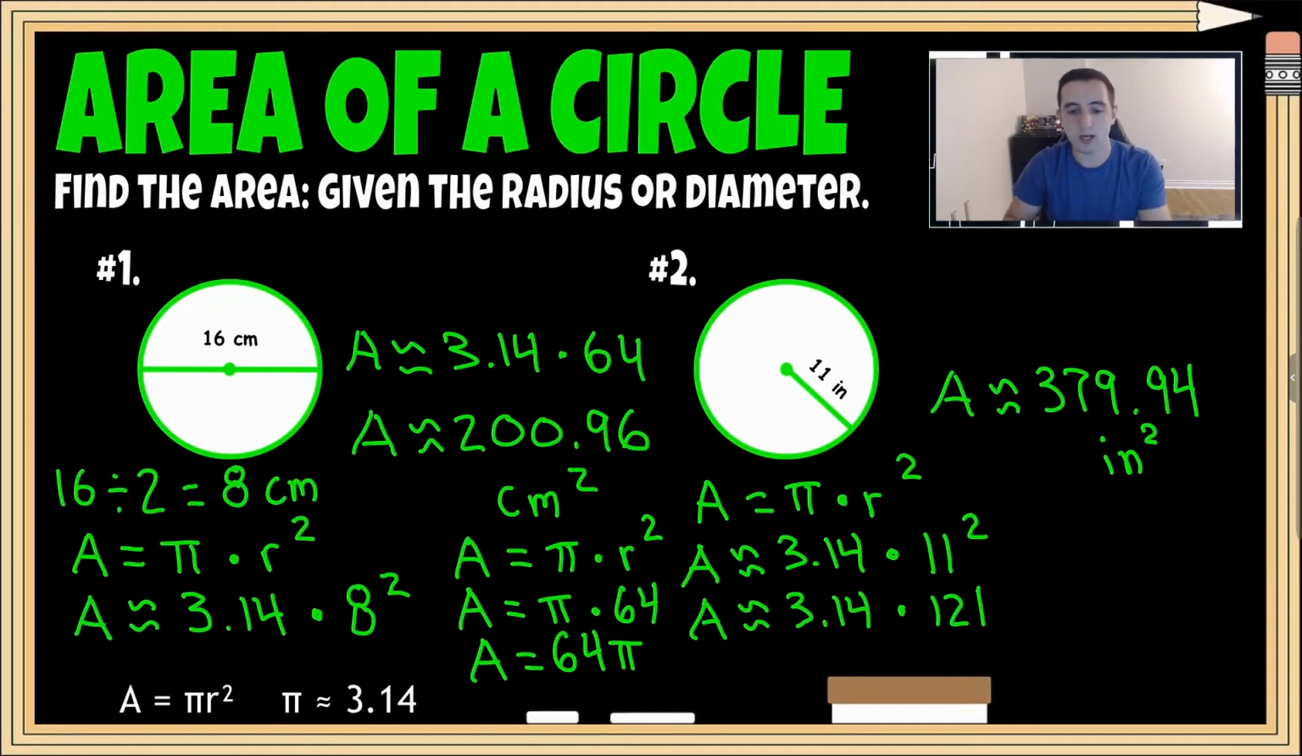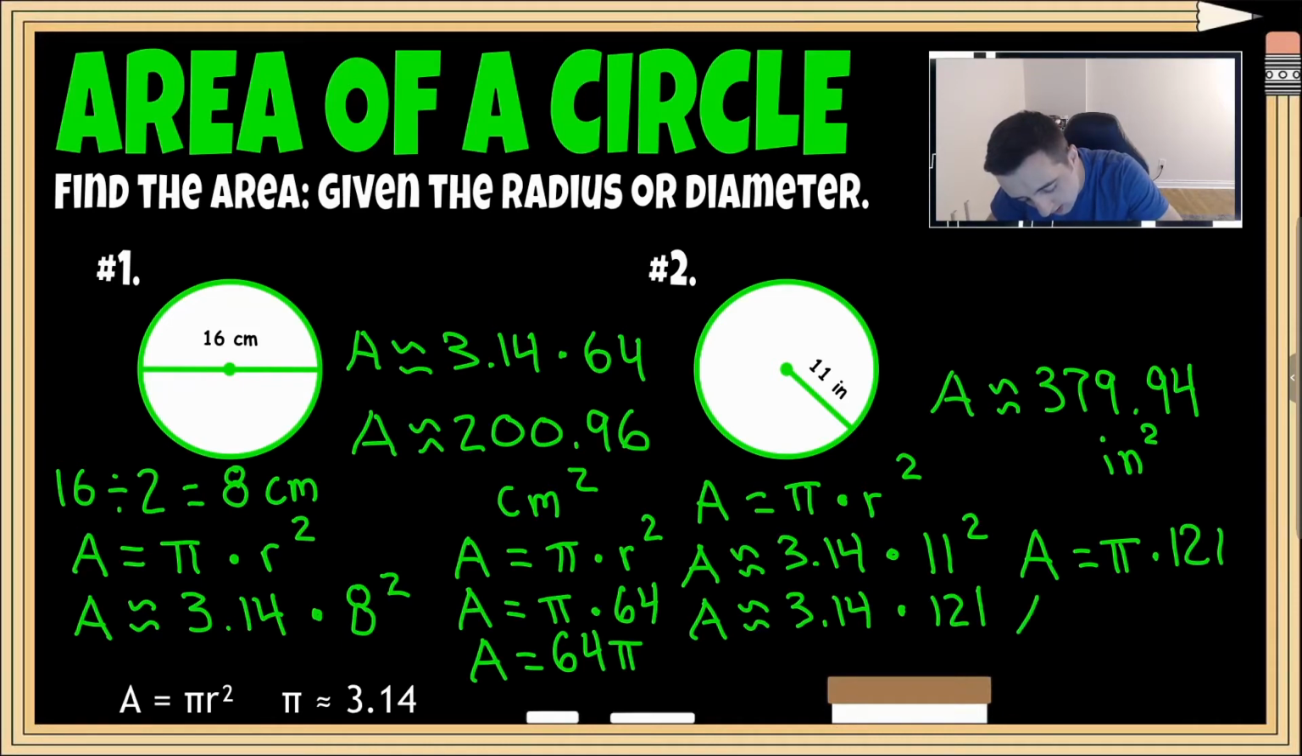You just wouldn't plug in a number for pi at all, solve for the radius squared, and you get your answer. So let's do it for number 2 as well. So again, if I didn't plug in anything for pi at all, area would just be pi times 121, or just 121 pi. So there's a couple different answers you can get depending on what the question asks you, right? And that's the first two problems.